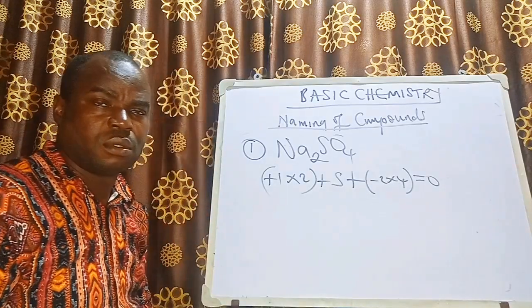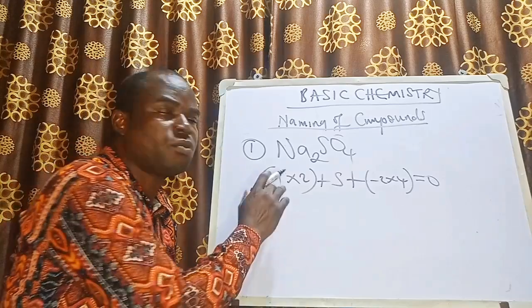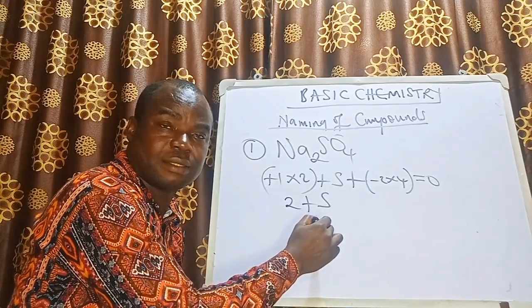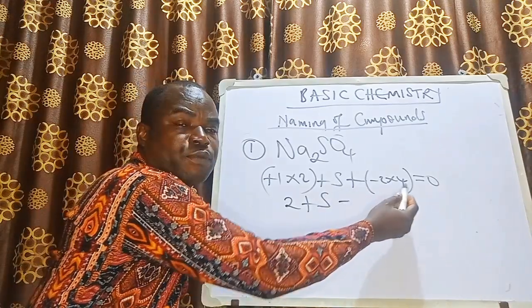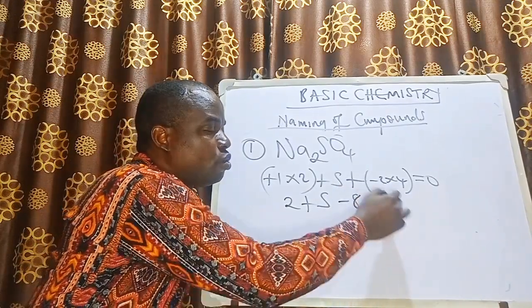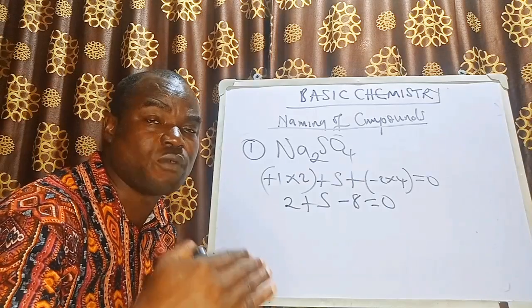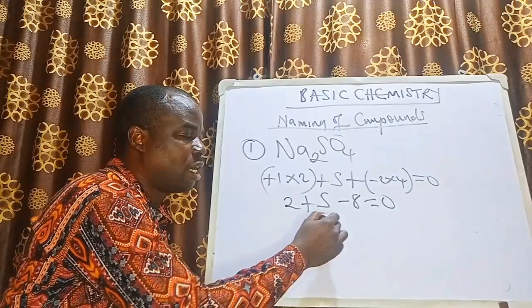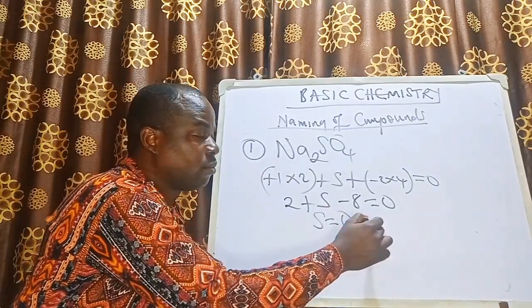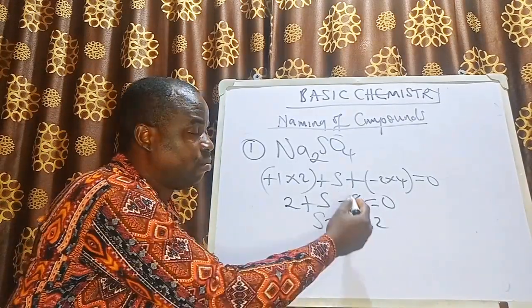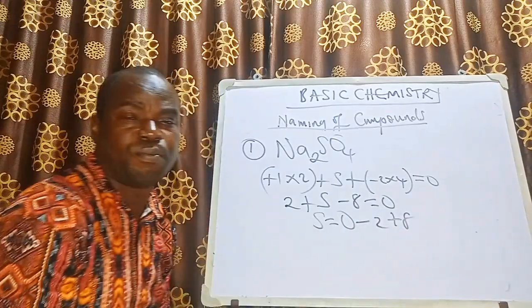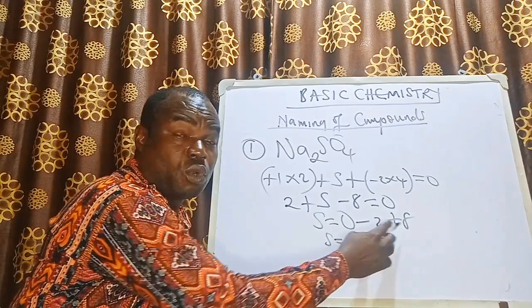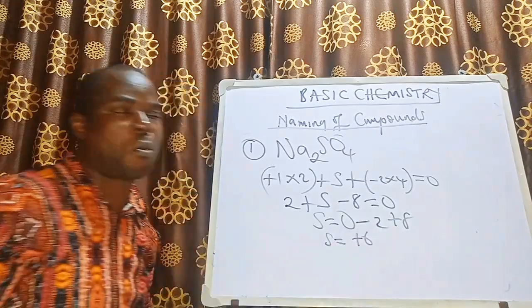Okay. Now let's finish it up. 1 times 2 is 2 plus S, plus minus 2 times 4, which is minus 8, equal to 0. So we make S the subject of the formula. Now we have S will now be 0, bring this one here, -2, right? Bring this one here, plus 8. Now we have 0 minus 2 plus 8, and your calculator will give you +6.